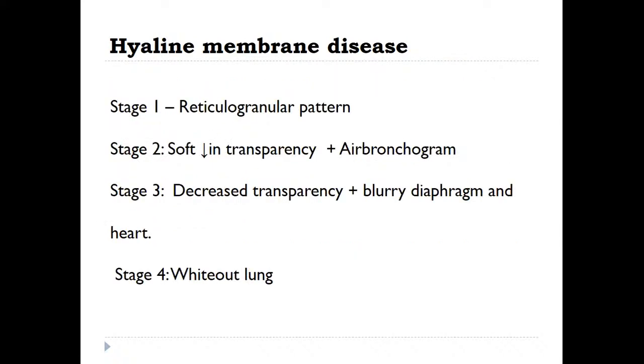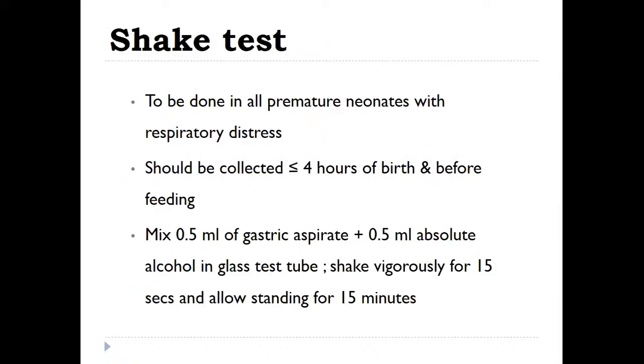So there are 4 stages of RDS. In stage 1, based upon the X-ray, we have a fine reticulogranular pattern. In stage 2, there is a soft decrease in the transparency along with the reticular pattern. We might have a prominent air bronchogram in the retrocardiac areas. In stage 3, we have a much greater decrease in the transparency and blurring of the diaphragmatic outline. In stage 4, we have a white-out.